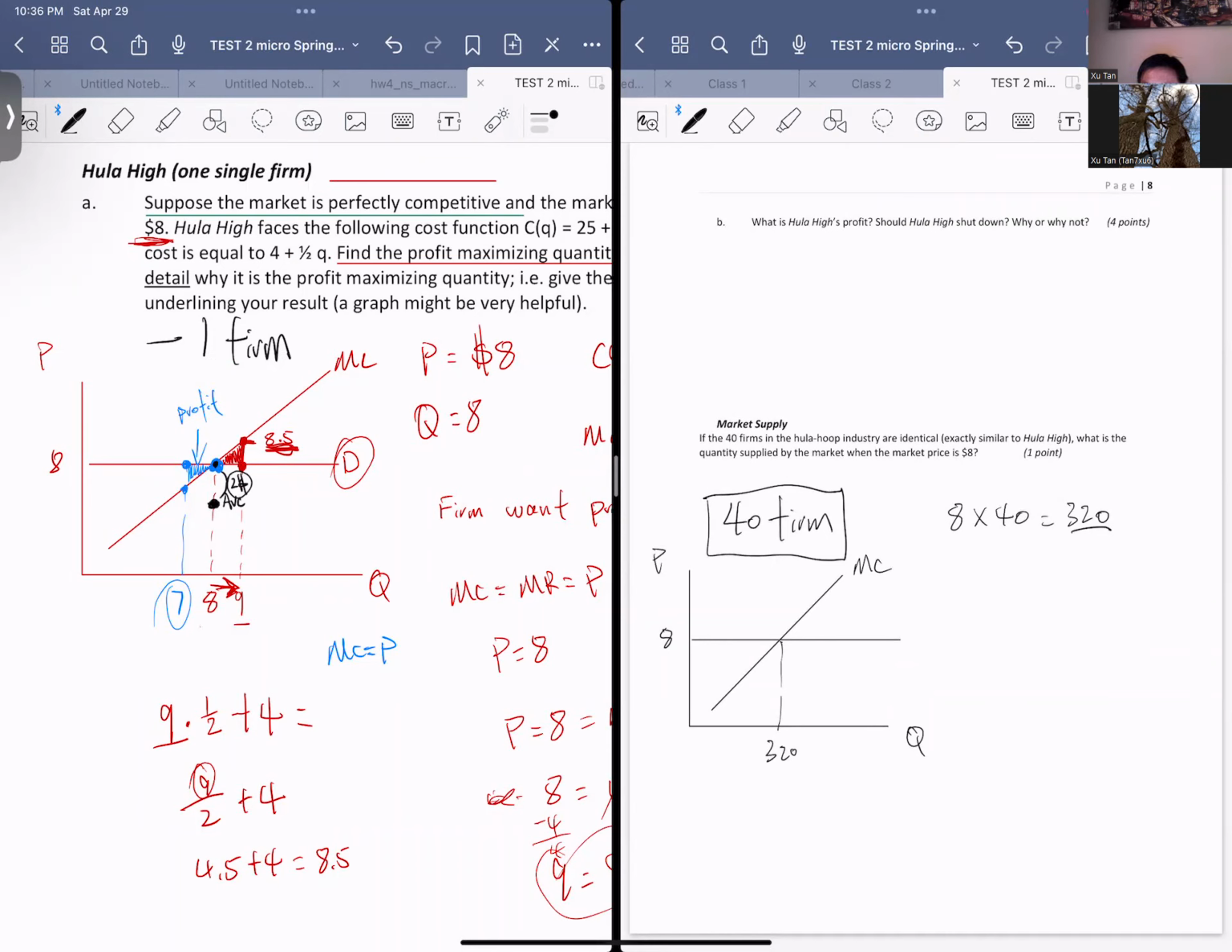I can't imagine, I don't know if there's any way to get this question wrong. But if they're exactly the same, that means their cost is the same. And at a price of 8, the market is going to eat it up no matter the quantity, right? So if everything is the same for every firm, there are 40 firms, and each firm sells 8 units. Yeah. That's it.